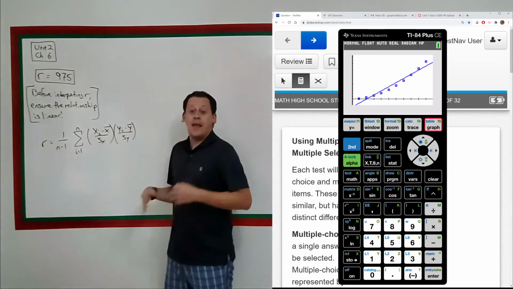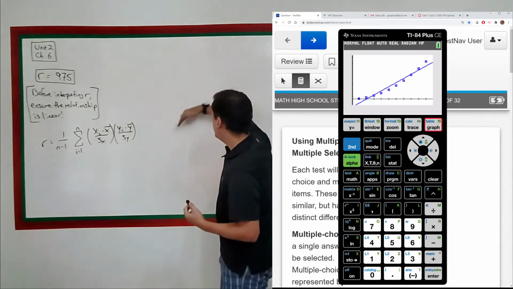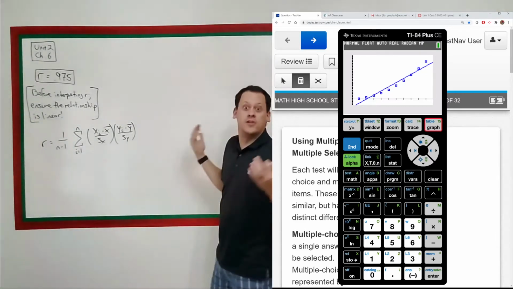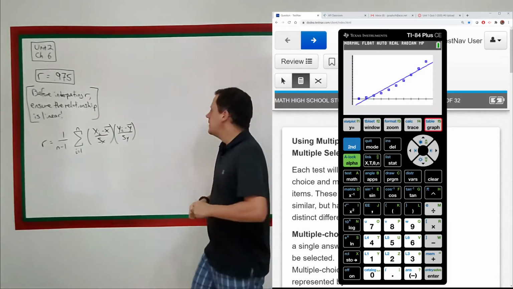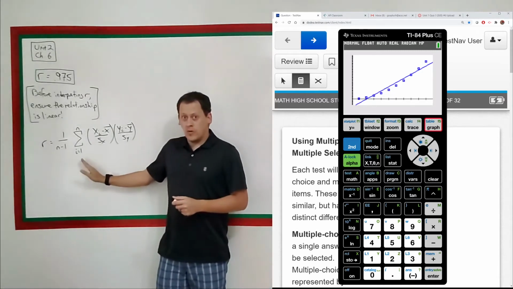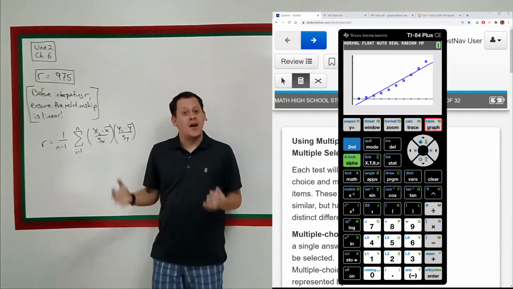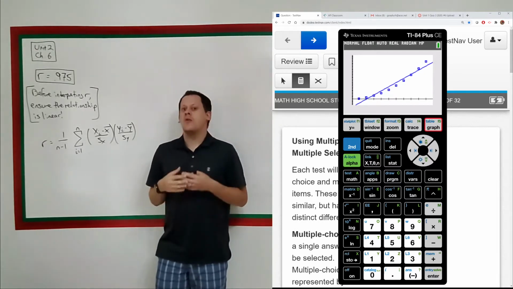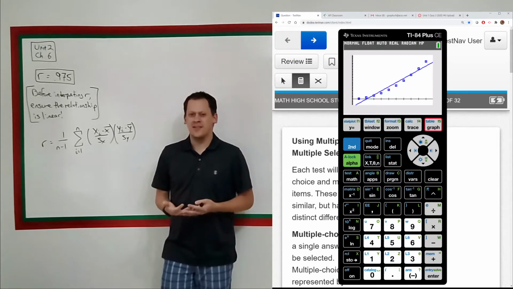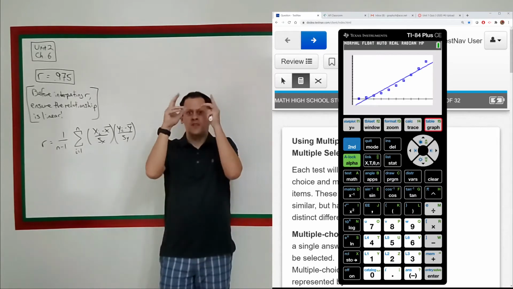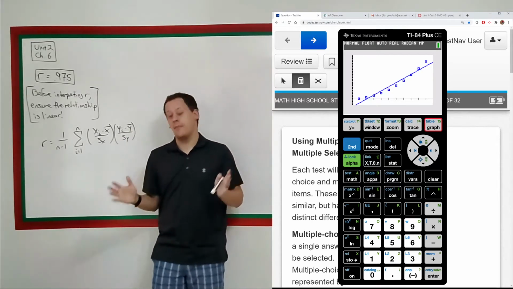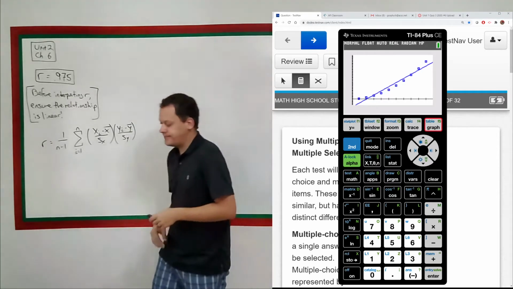R will tend to be a positive value if you have a positive relationship that goes up and to the right. Again, you don't need to memorize this. You probably don't even need to utilize it. But it can be useful to know how it is calculated so it's not just this mysterious thing that no one knows anything about. This is how it's calculated.